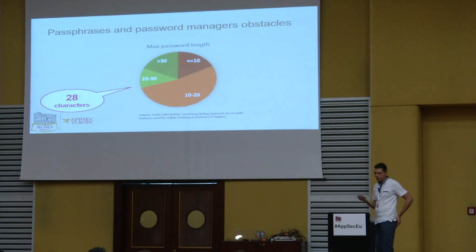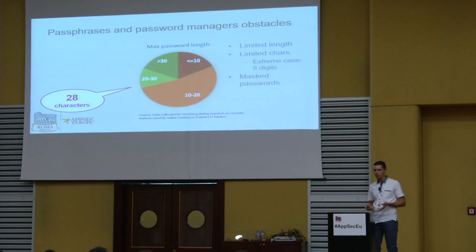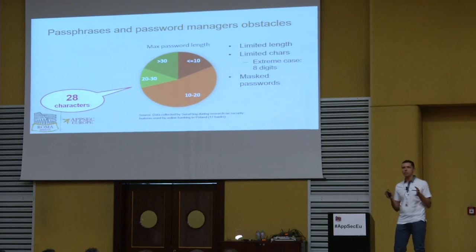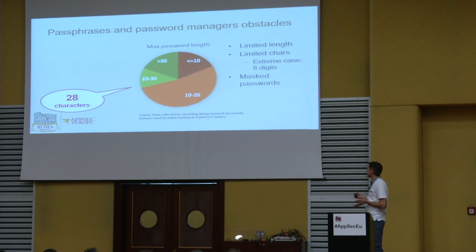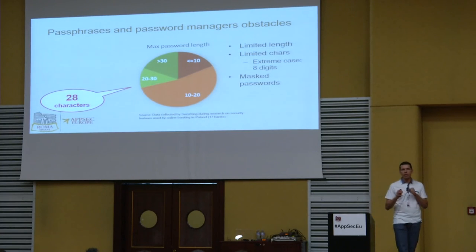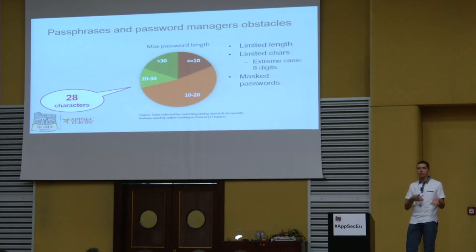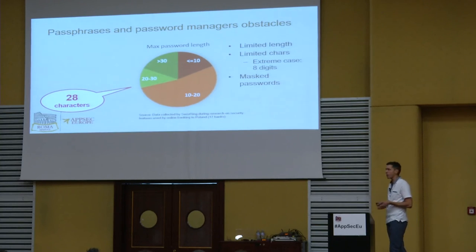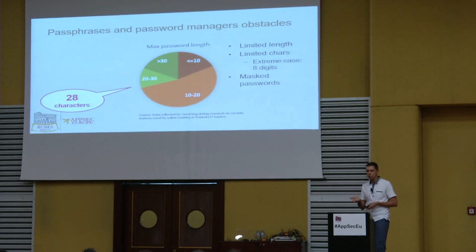So for me, it's really strange that banks limit the length of passwords, but we also found other obstacles, like limited characters. In an extreme case, one of the banks required only 8 digits as a password. So it's super simple to crack. The other functionality, which is a real obstacle for password managers, is so-called masked passwords, where you should provide only given letters from your password. So you cannot use KeePass or other password managers, or it will not be so simple.